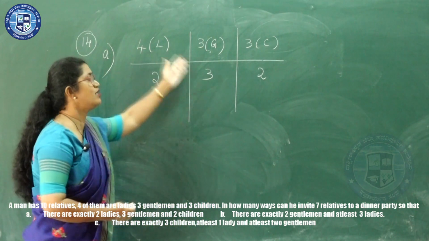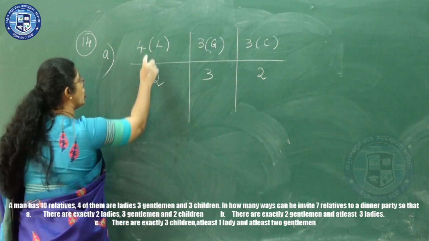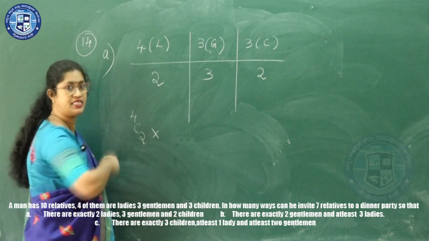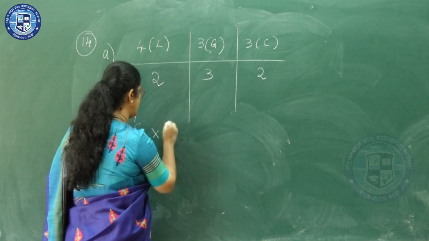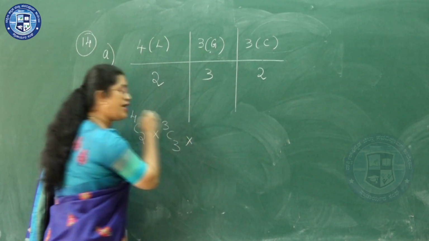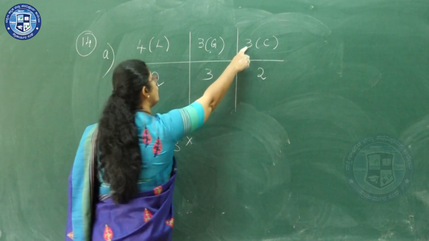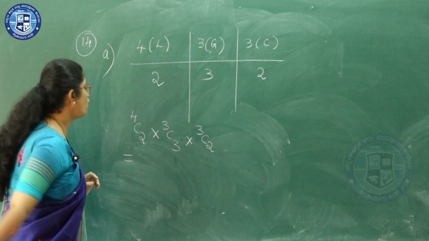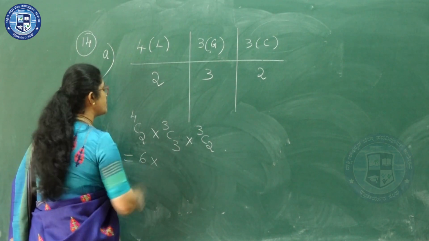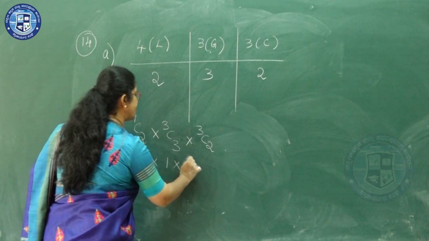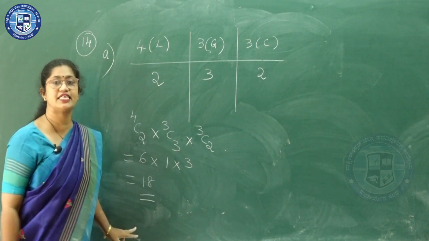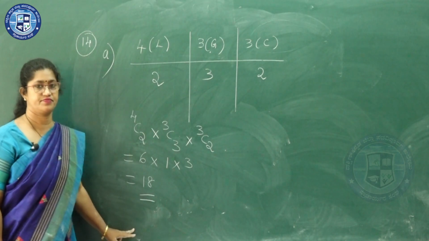Let us calculate. Now there are 3 options, that's the only difference. From 4 you have to choose 2 and means into. From 3 you have to choose 3 and means again into. From 3 you have to choose 2. Do this calculation. 4C2 is 6, 3C3 is 1 and 3C2 is 3. So 6 into 3, total selections is 18.